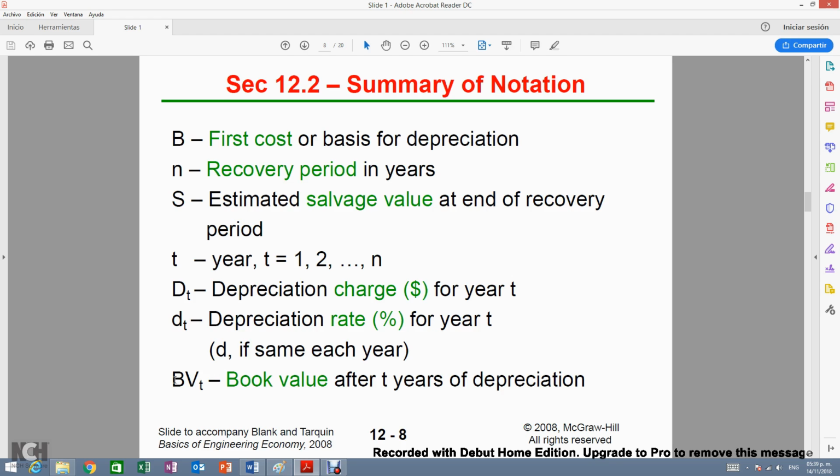Then we have a book value, BV. This value will be after you depreciate for a certain amount of years, so it would be the remaining value after depreciation. It also has a subscript t, and note that this is different from the market value that we covered in previous chapters.